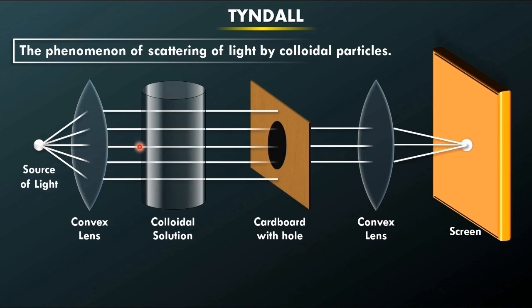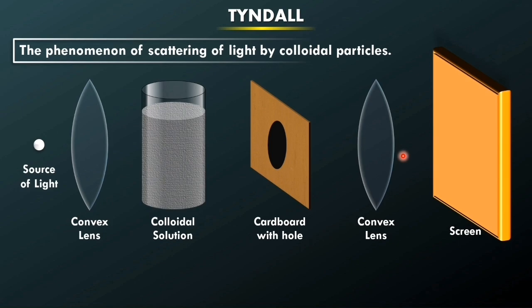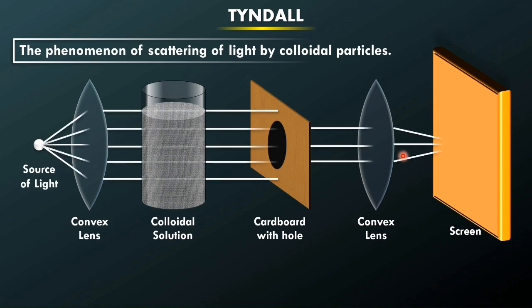Now look at the experiment. In the first step we placed a strong source of white light, then the light rays pass through a convex lens, then through a glass beaker containing clear water, then the hole in the cardboard, and finally fall on the screen, and on the screen we observed a white spot. As you can see in the figure, a parallel beam of light is obtained.